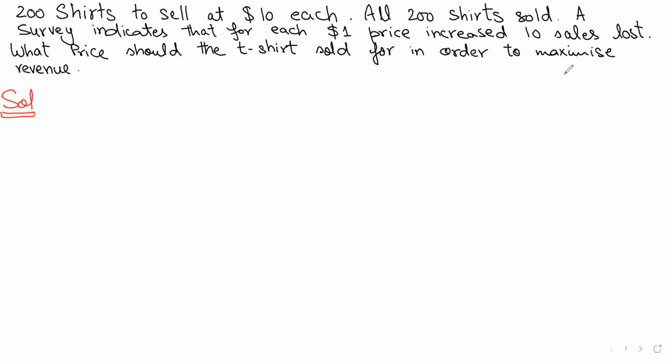So they tell us basically that when they sold the t-shirts at a price of $10, they sold almost 200 in quantity. But when they increased the price by $1, meaning it would go up to $11, then their sales were lost. So in order to get more sales, which price should they choose? For that, we have to find out by using the revenue.